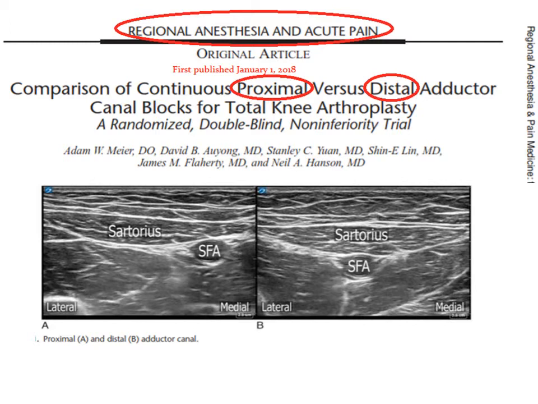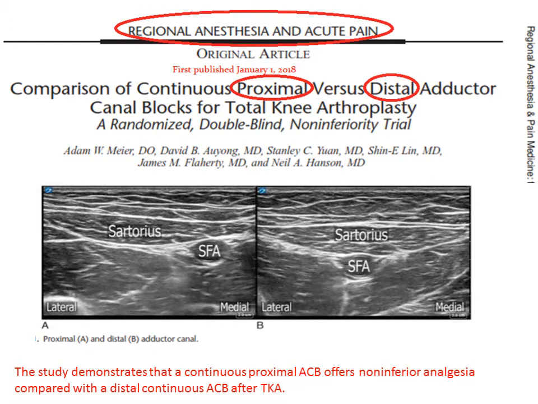As we go more distally with the probe, the superficial femoral artery moves from its location on the medial side of the muscle to a more lateral position, which is presented here by the picture on the right side. The study demonstrates that continuous proximal adductor canal block offers non-inferior analgesia compared with the distal continuous adductor canal block after TKA. Now this is the superficial femoral artery, and here on the medial side of the video is the sartorius muscle.